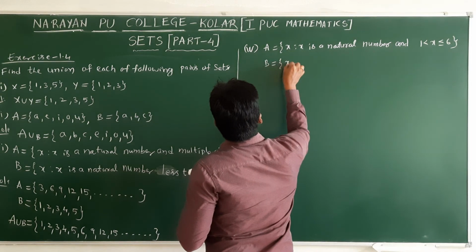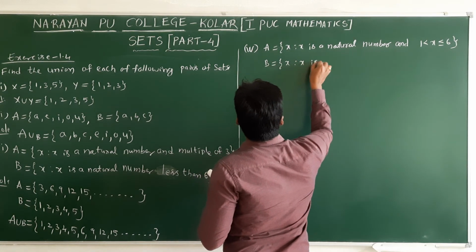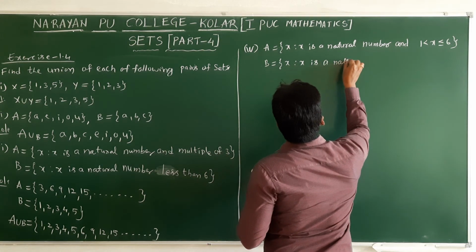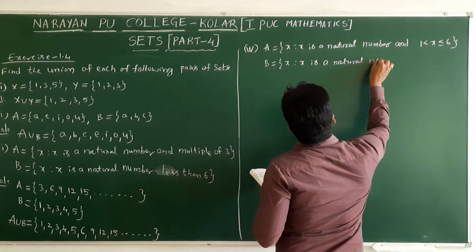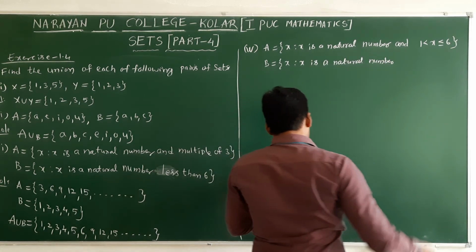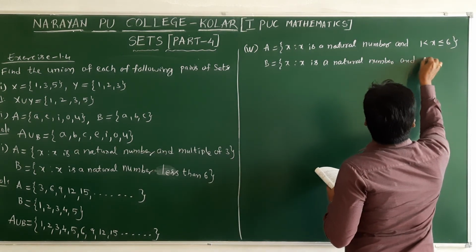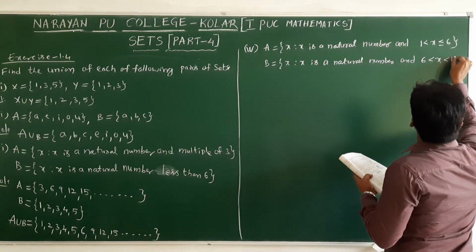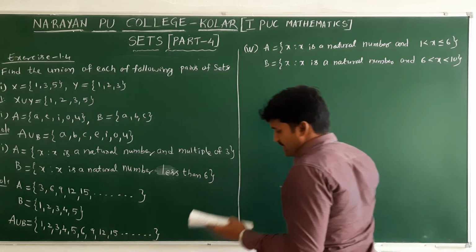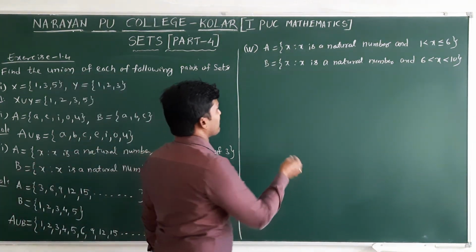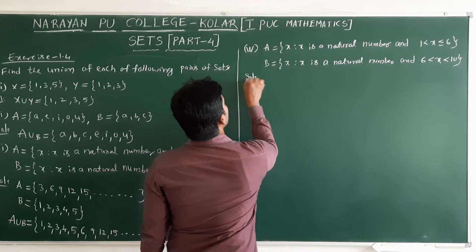B equal to x such that x is a natural number and 6 less than x less than 10. Based on this given data, we need to write the A set and B set. Then we can find out A union B.